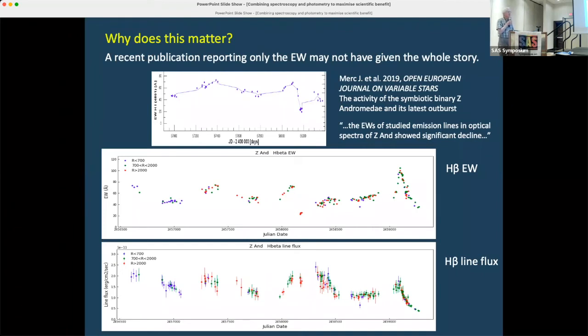But it doesn't tell you the whole story. In fact, what is more useful, I would suggest, to a professional astronomer wanting to analyze that data and to have that data to, for example, use in modeling, is that the line flux in fact didn't change at the point of that outburst. Next slide, please.